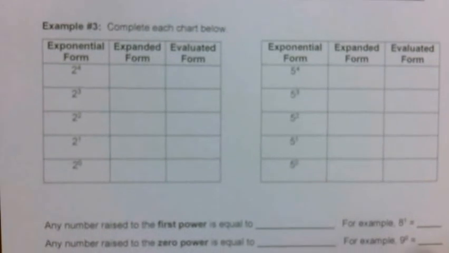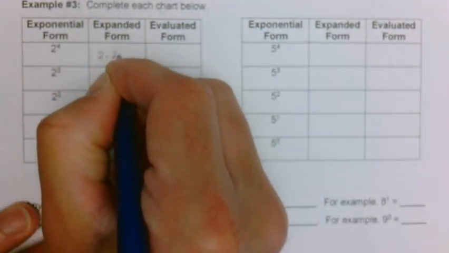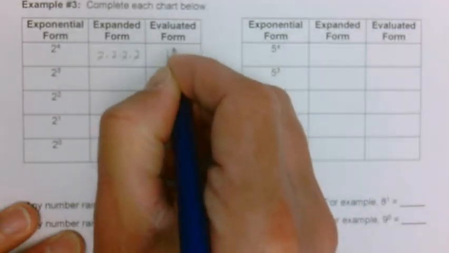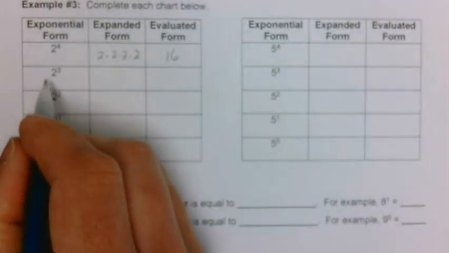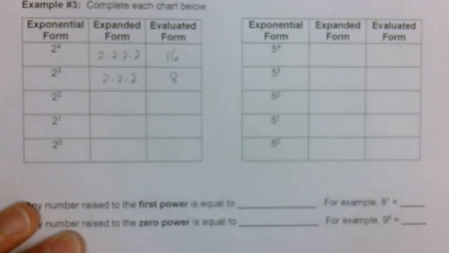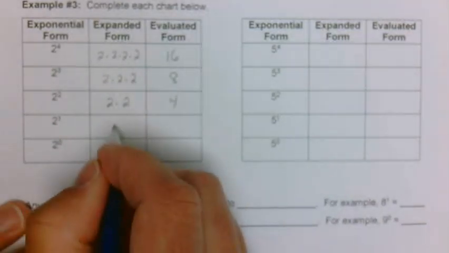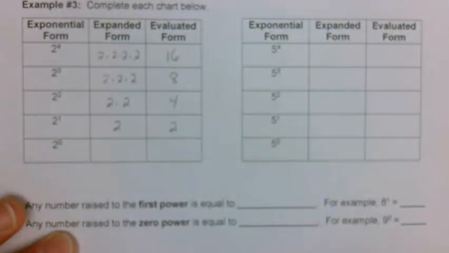In example number 3, we're going to complete each of the charts that we see below. Let's see if we notice any patterns. 2 to the 4th expanded is 2 times 2 times 2 times 2, which equals 16. 2 to the 3rd power is 2 times 2 times 2, which is 8. 2 squared is 2 times 2, which is 4. 2 to the 1st is just the number 2, so it equals 2.